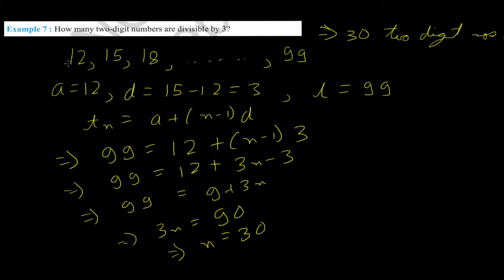Let us quickly review what we did here. We needed to find how many two-digit numbers are divisible by 3. So we started to write the numbers that are divisible by 3. So we have 12, 15, 18 and so on. And the highest number would be 99. So now we just need to find which term of this AP is 99. This is our last term, and if we find that, then that n is our answer. So we placed 99 here and then found the value of n.